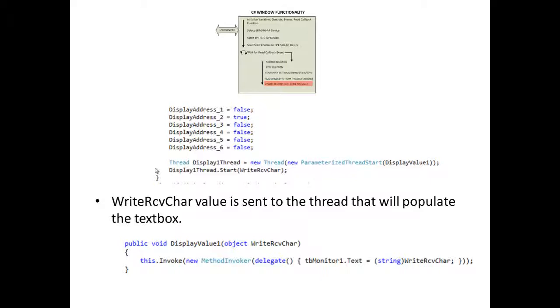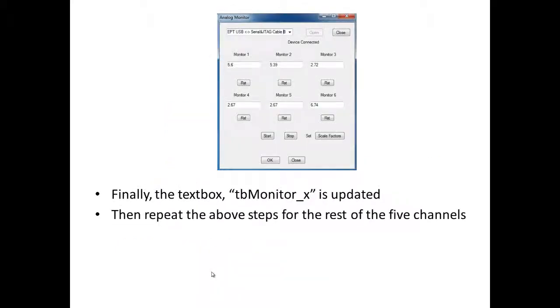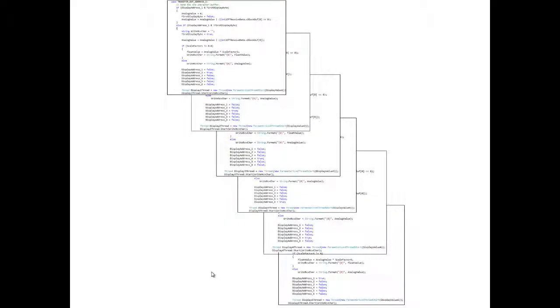Think of it like an OR gate. You've got several devices wanting to update that text box, but they all need to ask the Windows operating system, can I access that text box, and that invoke method is what does it. So once that invoke method has been called, the EPT transfer out thread is complete. The text box is updated with a 10-bit digitized sample from the Arduino selected channel. After that, this whole process repeats the above steps for the rest of the 5 channels.